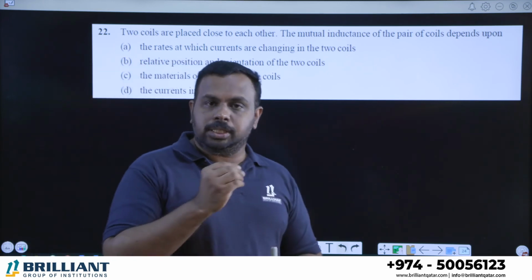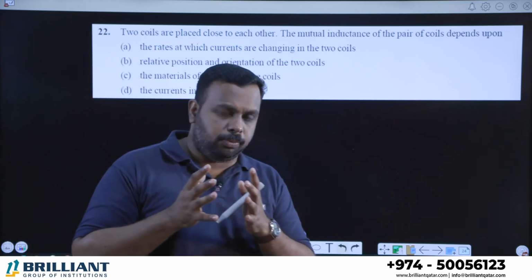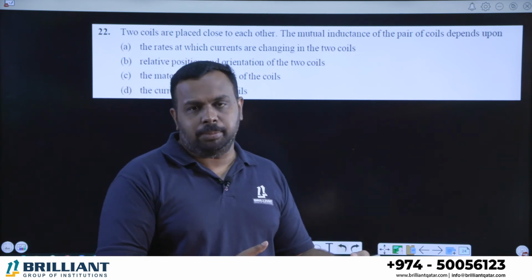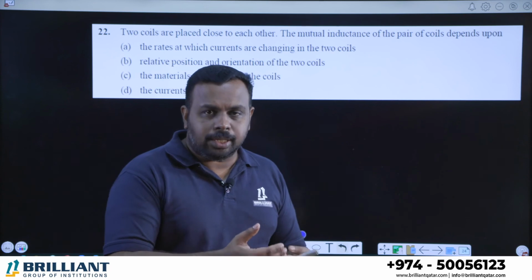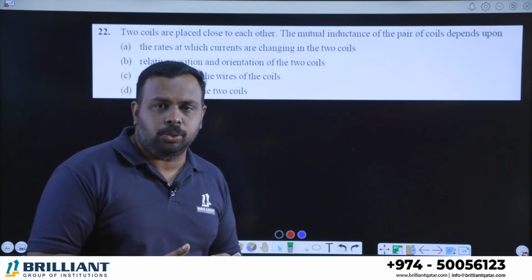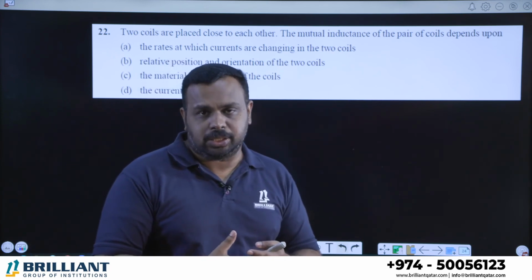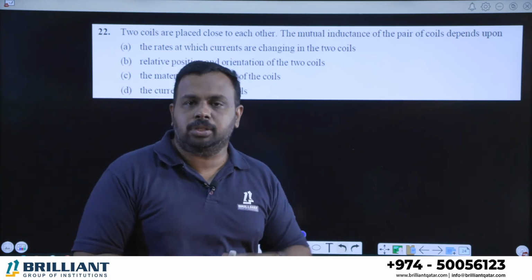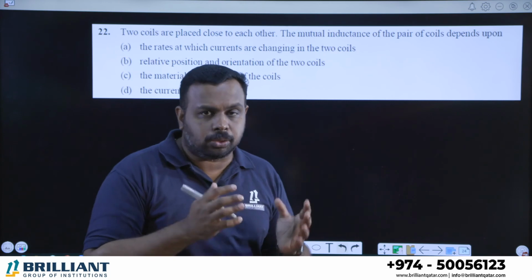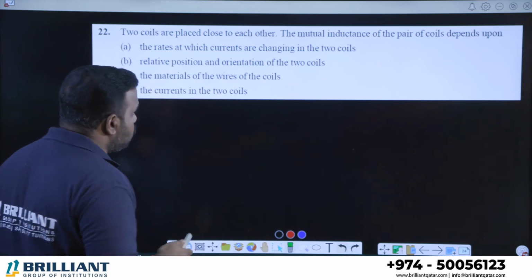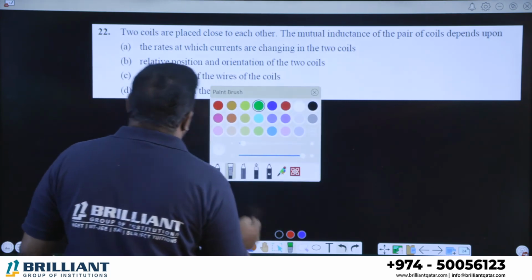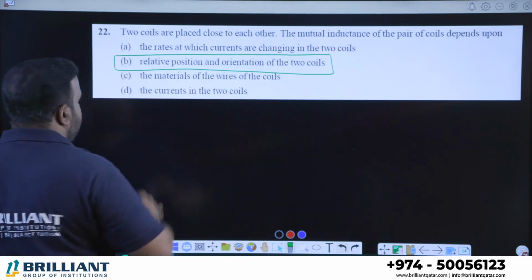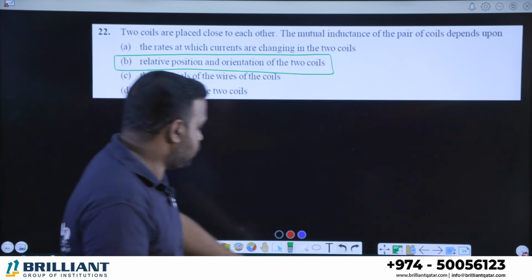Listen, mutual induction. For there to be mutual induction, there will be a change in flux in the first coil. Due to that, an EMF is induced in the neighboring coil, right? So if you are changing the position of the two coils, definitely the mutual inductance will change. If the second coil is far away, you know that there won't be any mutual induction, even though there is change in current in the first, right? So clearly it depends on the relative position and orientation of the two coils. So B is our right answer. Okay, next.